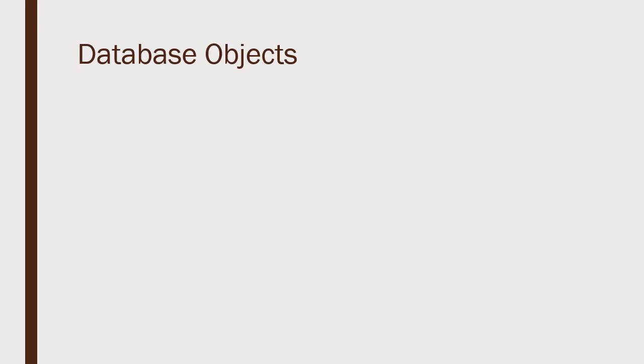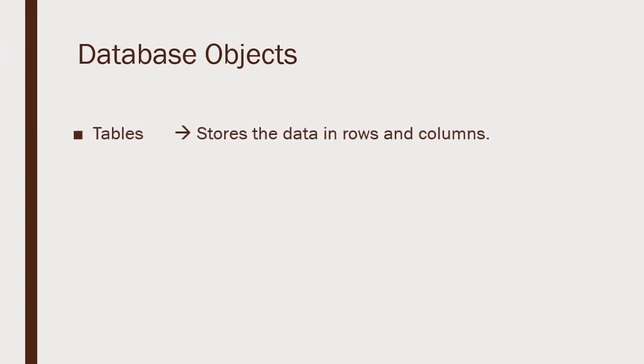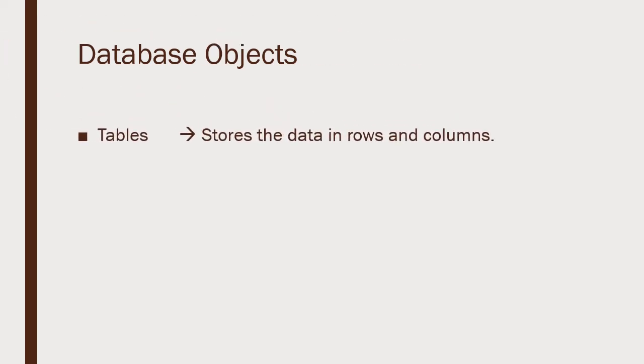Database objects. The first object is the table. The table is very useful, and it is called the fundamental unit of storage. Without a table, we can't create some other elements or other objects. So the table stores the data in the form of rows and columns. It is a combination of rows and columns.